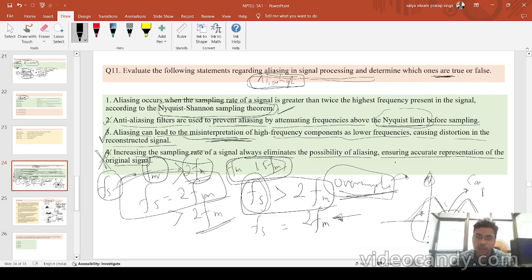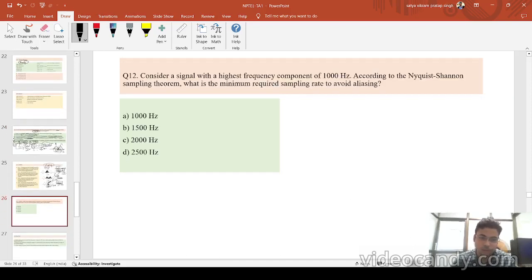So it means that increasing the sampling rate greater than twice the message frequency can avoid this aliasing problem, but not just increasing the sampling rate. Is it clear to everyone? Type yes, or I will explain further if you have any doubt.